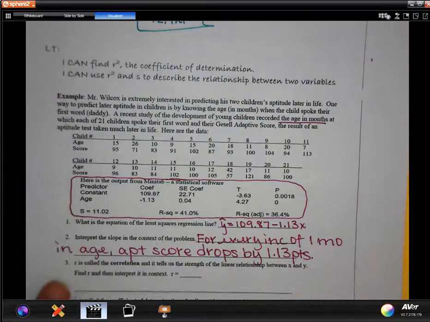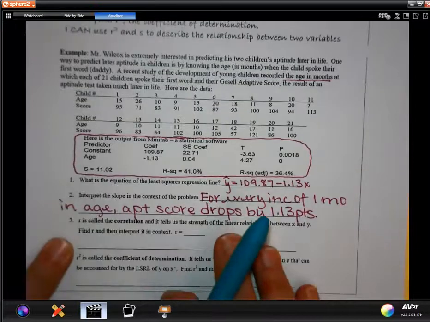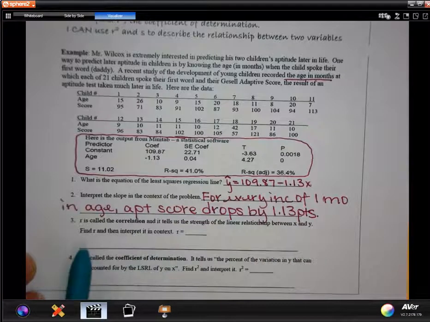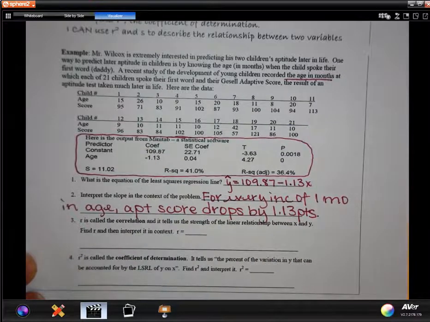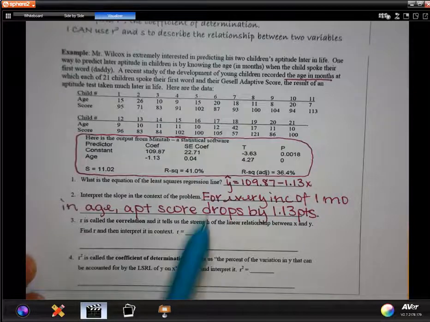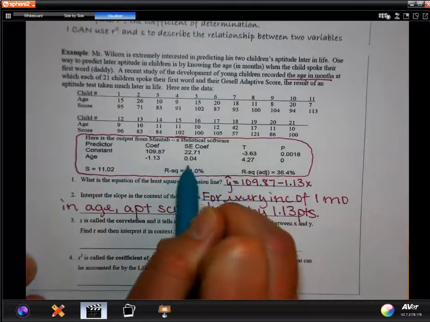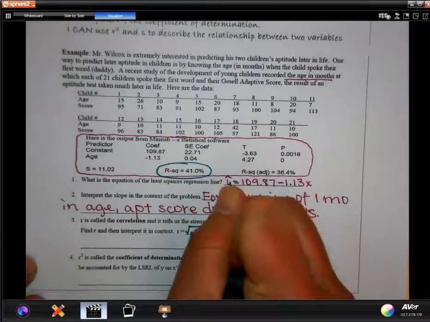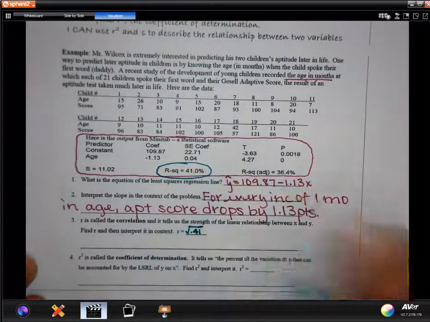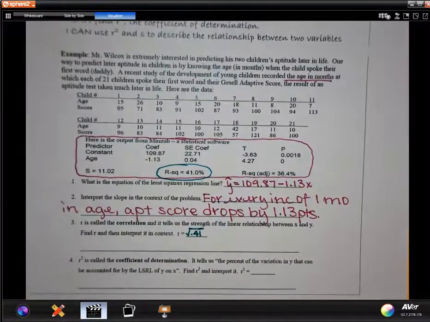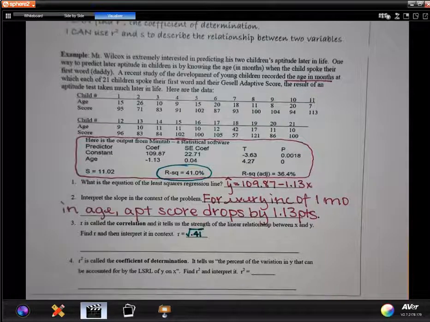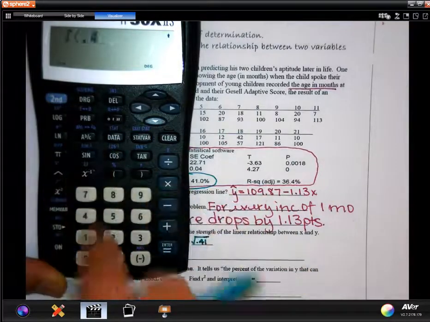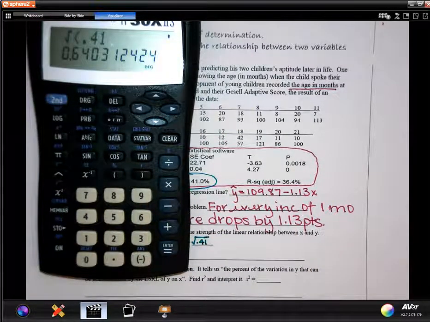All right. So R is our correlation coefficient. It tells us the strength of the linear relationship. So find R and interpret in context. Yesterday I showed you how to find R from this information. You take the square root of R squared. Just remember to change it to a decimal, although remember I said if you don't, you just move the decimal in your final answer. So the square root of 0.41 is 0.64.